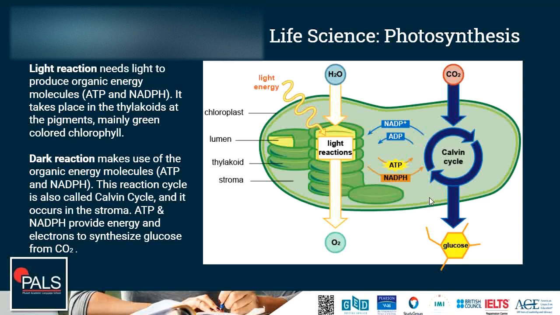As the name says, the light reaction needs light, and it produces organic energy molecules, ATP and NADPH. It takes place inside the thylakoids at the pigments, mainly the green ones, chlorophyll. What ATP is, I talk about in the respiration screencast, so have a look at it if you want to know more about ATP.